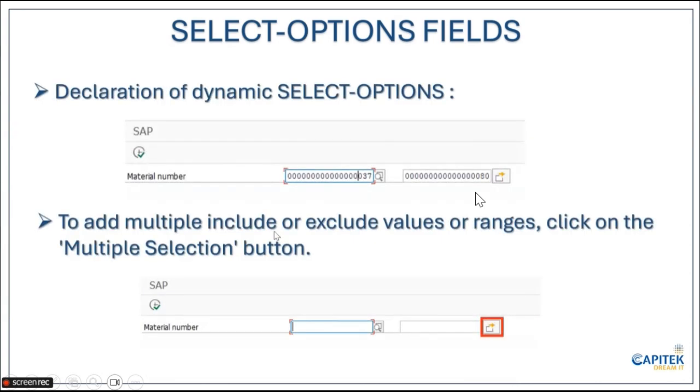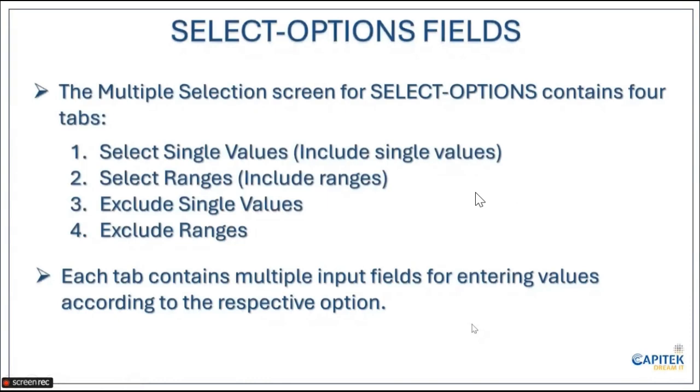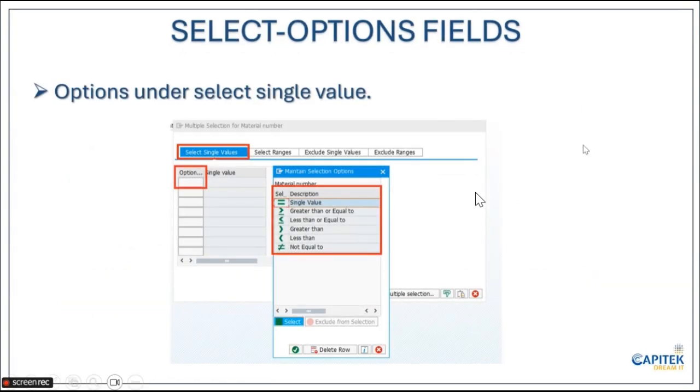Next, it looks like this. This is our material number low, and this is the material number high. We can give the values like this, and in this case the range of material numbers 37 to 80 will be included. If you click on this arrow mark, this is the multiple selection button. When you click on that button, you will see this screen open up.